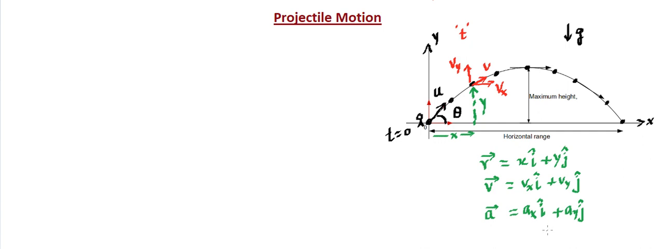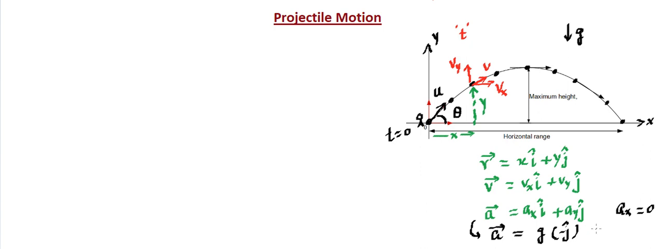So from here, this is basically going to be rewritten. I am writing this a in a different way, putting in the values. So ax becomes 0. It is simply minus g j cap. Or you can write it in this fashion: g times minus j cap. So g is always positive. So g and minus j cap, that becomes the acceleration. The conclusion is that the acceleration in the x direction is 0.